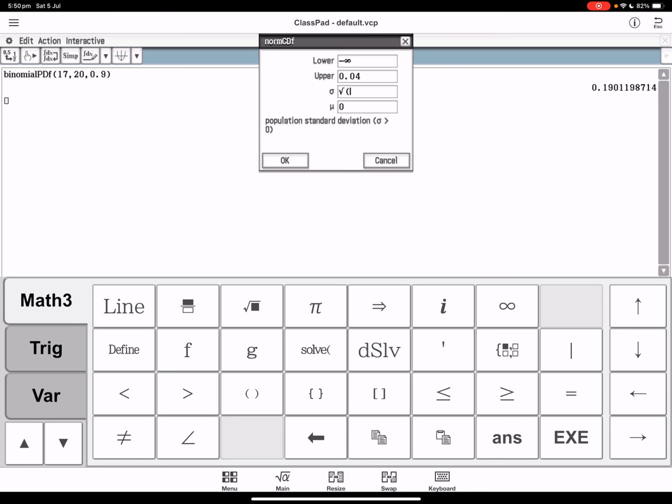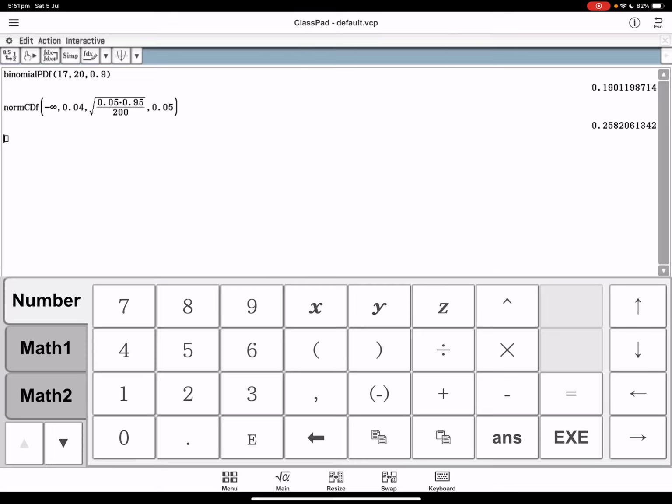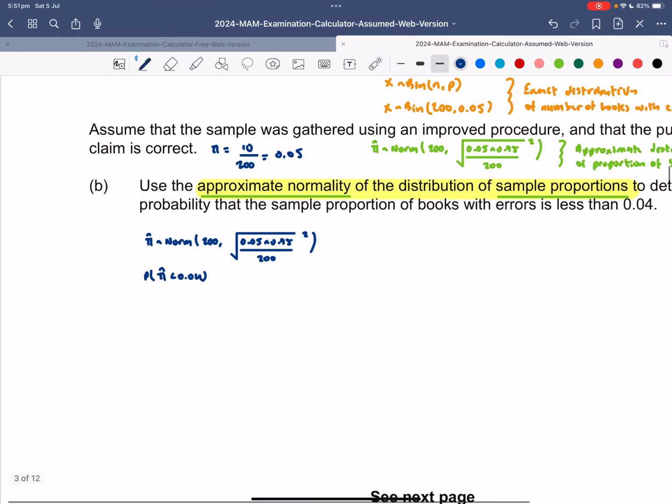So root 0.05 times 0.95 divided by 200. Cool. And the mean value is 0.05. Okay, cool. And we get a probability of 0.2582. Easy. 0.2582.